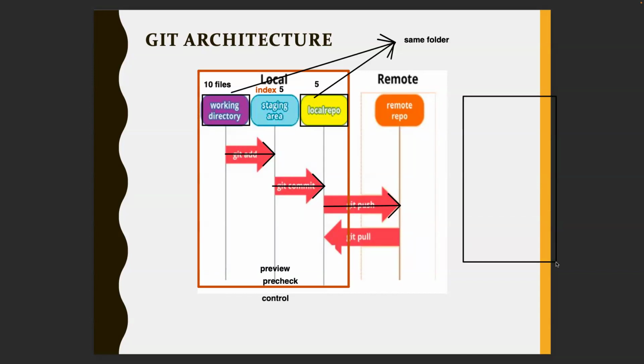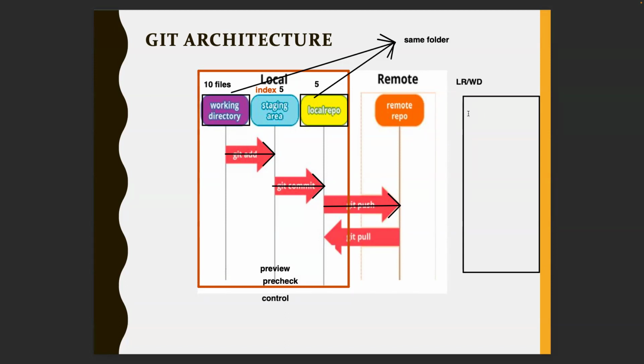Imagine there is a folder like this. Some folder or directory, whatever you call it. Let's say you created a local repository. The same folder is nothing but your working directory. Then how come you say from working directory you push to local? How is that possible? Let me tell you.